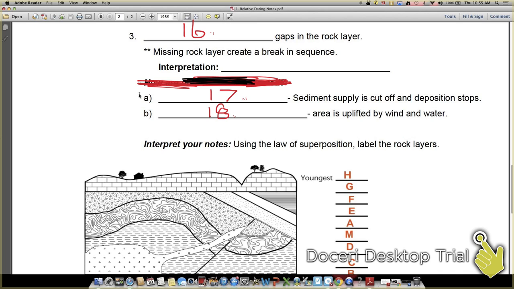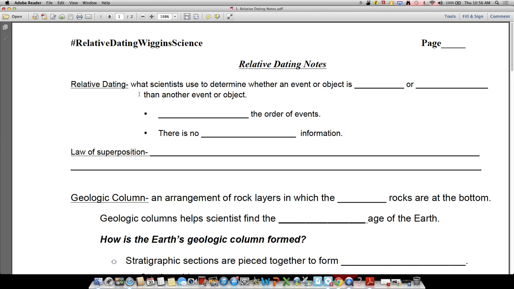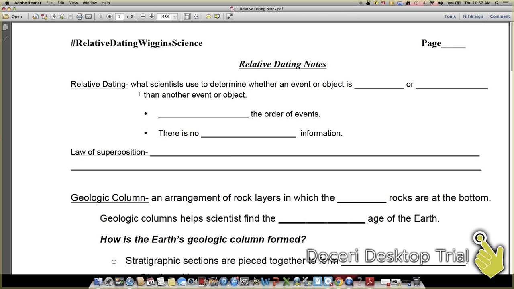Are we good? All right, let's get ready to grade our work. Number 1 asked, relative dating is what scientists use to determine whether an event or an object is, raise your hand. Edison? Young or old, or old or young, then another object. That's here, we're looking at these two.